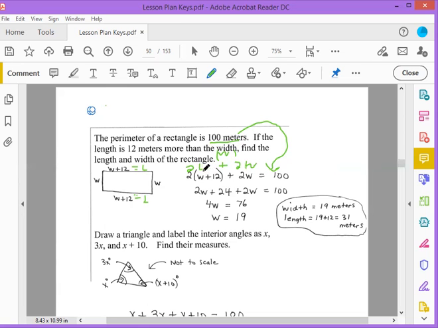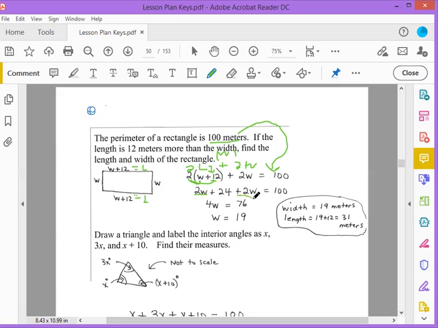Our length is W plus 12. So we have W plus 12 times the 2. We've got to distribute the 2 here. 2 times W gives us 2W. 2 times 12 gives us 24. Carry down our plus 2W, our equal sign, and 100.